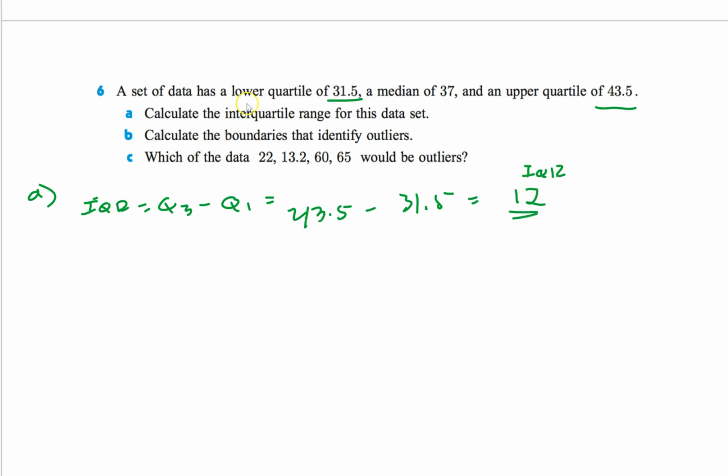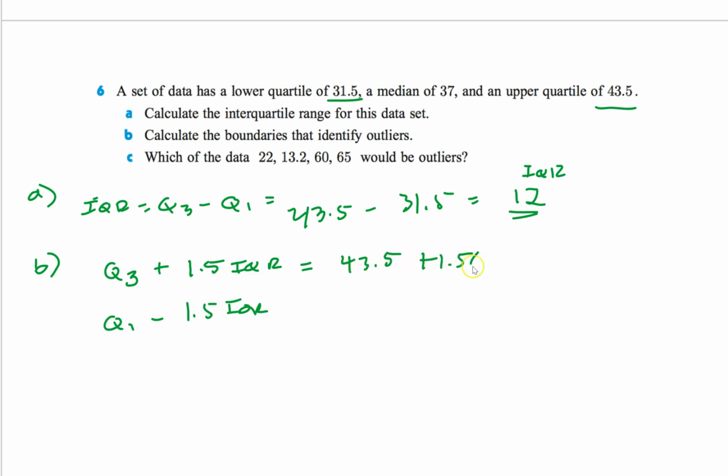For B, they want me to calculate the boundaries. So remember, I'm just using those formulas. It's very simple. If you want the upper boundary, you just do Q3 plus, because it's on the top half, 1.5 times IQR. If you want the lower boundary, it's just the lower half, and then you have to subtract off 1.5 times IQR. So in that case, this is going to be 43.5 plus 1.5 times 12.